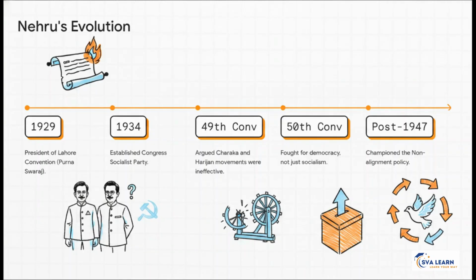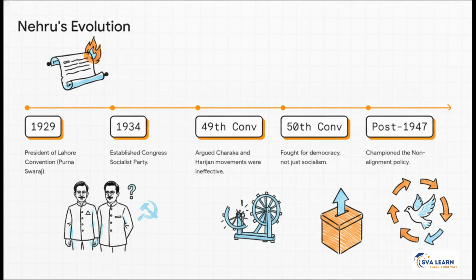He starts off as the president of the 1929 Lahore Convention, declaring the big goal of Purna Swaraj, or complete independence. Then by 1934, strongly influenced by communist ideologies, he actually teams up with Subhash Chandra Bose to establish the Congress Socialist Party. At the 49th Convention, he even distances himself a bit from Gandhiji's methods, arguing that the Charkha and Harijan movements just weren't effective enough.